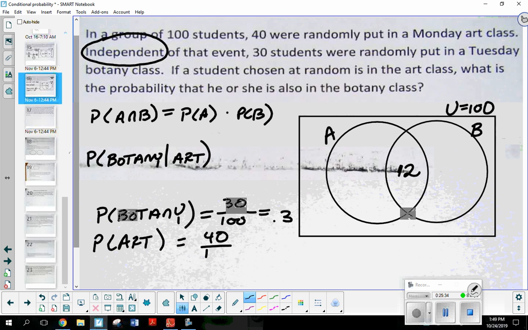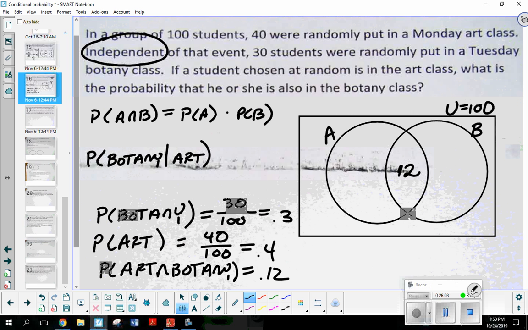How many art students do we have? 40. So that's 40 out of 100. Okay, 0.4. Now, aside from my little operational mistake, the probability of the intersection is equal to the probability of A times the probability of B if we know they're independent, and that's what we were told. So the probability of the intersection, I'll say art intersecting botany, would be 0.3 times 0.4, which is 0.12. Okay, but how many people are in the universe? 100, so 12% of 100 is 12.